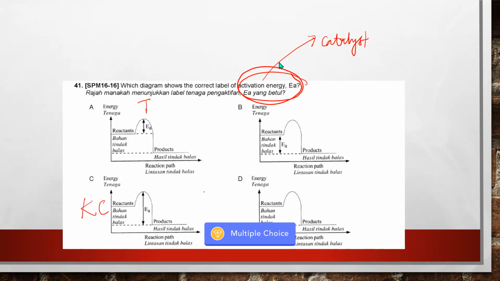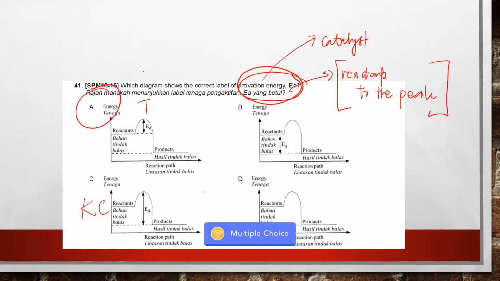Very good, yeah? Okay, here, I teach you the trick. Now, activation energy, I won't give you the answer, but I'll give you the tip to find the answer. It's always from your reactant to the peak. Now you tell me which one here is going from the reactant to the peak. Yes, A. Correct.